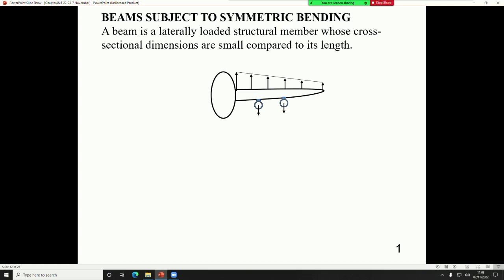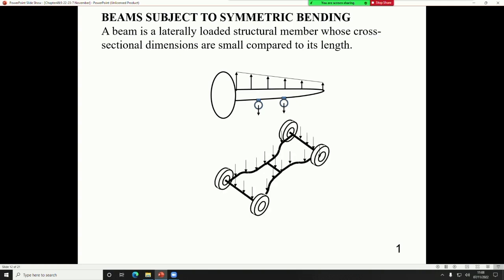The fuselage itself can be considered as a beam. It's also subject to lateral shear forces. The other example is a chassis of a car. Again, it's a laterally loaded structural member. The weight of the body and the passengers apply lateral load to the chassis of the car.